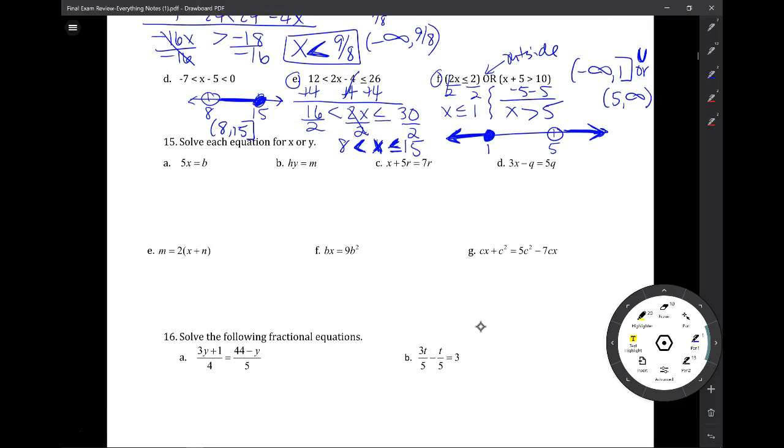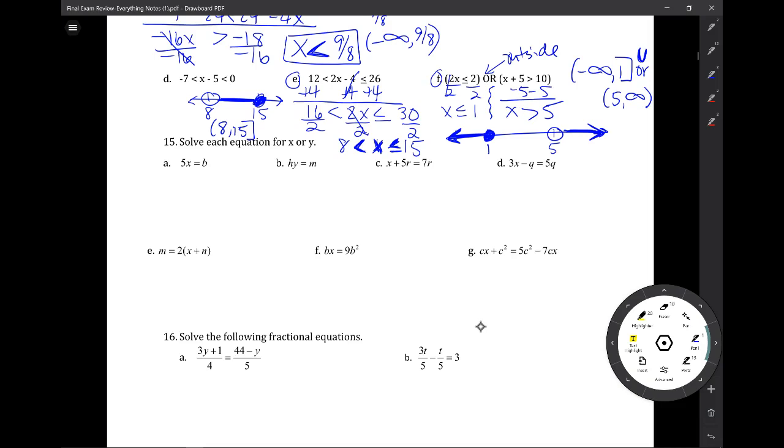All right, our next section, we are almost there. Our next section is what we call literal equations. Literal equations is usually just an equation with a bunch of letters, and then you have to isolate whatever letter they're asking you to isolate.